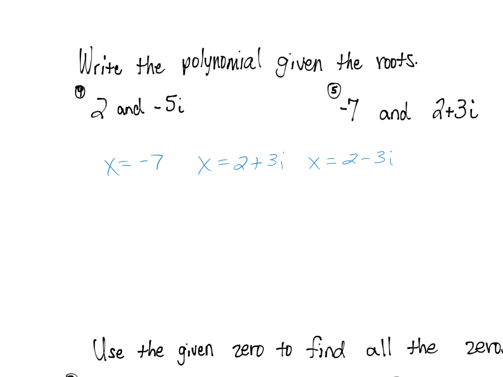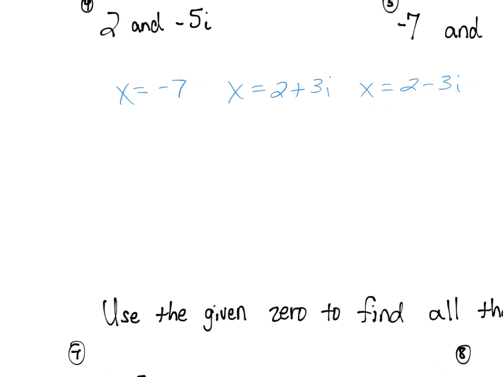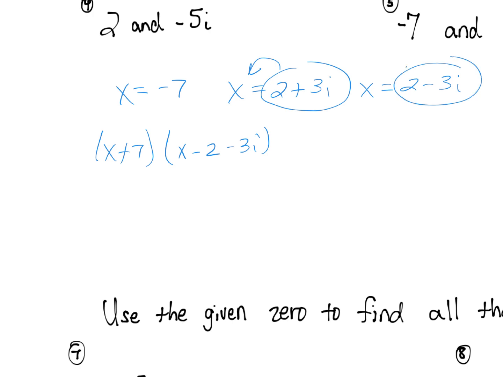Leave the real one alone. Yes, you're starting off with imaginaries, but you shouldn't have any i's in your answer. So leave that real alone. I'm just going to write this over here, x plus 7. If I take this whole thing and bring it over, this becomes x minus 2 minus 3i. If I bring this one over, I have x minus 2 plus 3i. Remember, first sign stays the same, the second one switches.